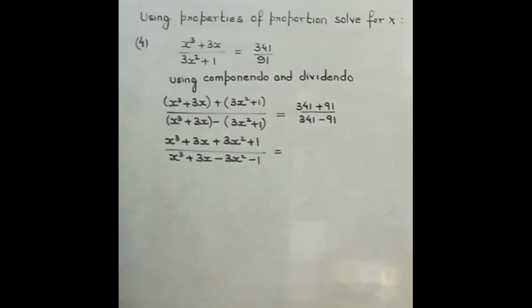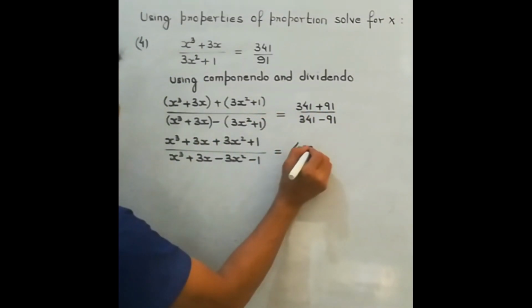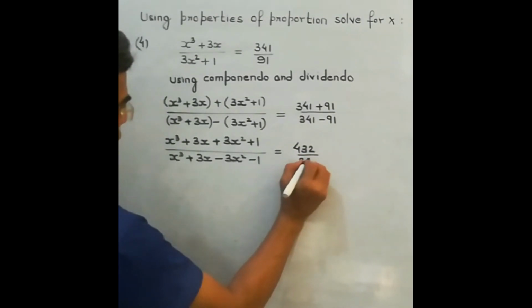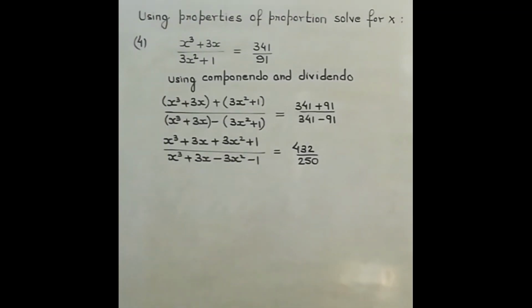And on the right side, when I solve it, I get 432 upon 250. After applying the componendo and dividendo, I have opened the bracket. Now I applied componendo and dividendo so that this proportion may be reduced, but I find that nothing is being reduced over here.